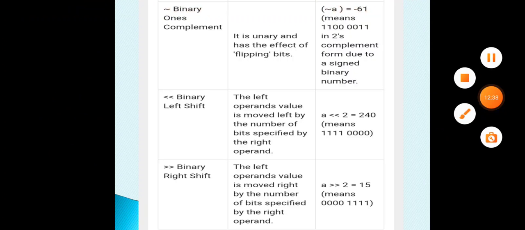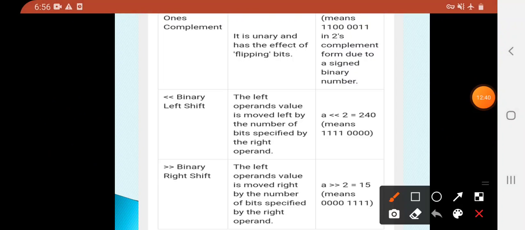Next is the right shift operator. The binary right shift operator: the left operand value is moved right by the number of bits specified by the right operand. So this is the number of bits you have to shift, and this is your operand, so you have to shift the number to the right side. So what will be the value? We will check this. Now consider the example here again.